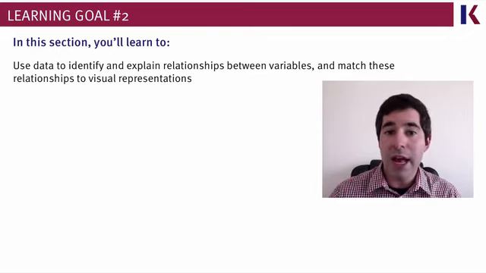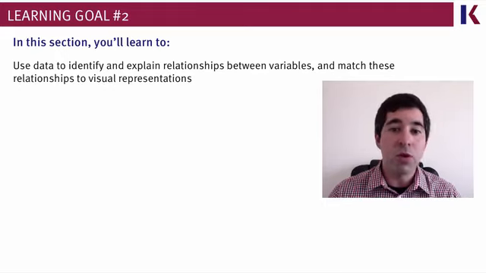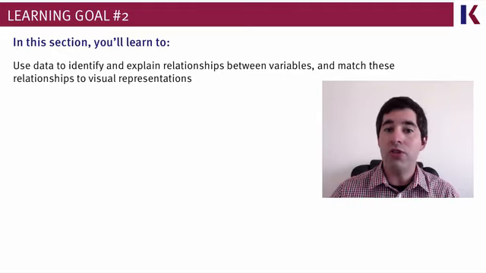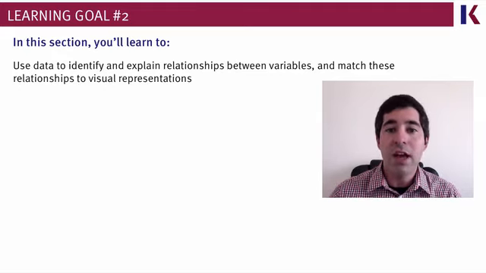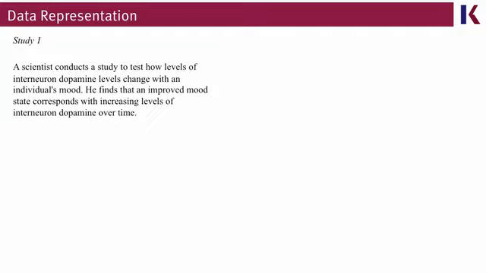So if one of the major tasks of learning goal 1 was to take visual representations and draw conclusions from them, be able to describe them in text, then we're just reversing that process here, taking relationships that are described in text and converting them into a visual form. So let's explore this first study. Take a moment to read through this study and identify what's being investigated. Also, identify what the conclusion is of this study. We're given some key information in the paragraph. It's a scientist who's conducting the study, and what's being investigated here is the relationship between dopamine levels and mood.